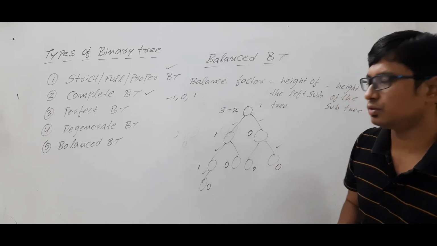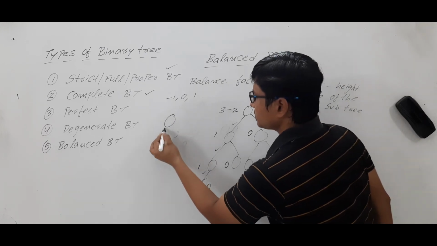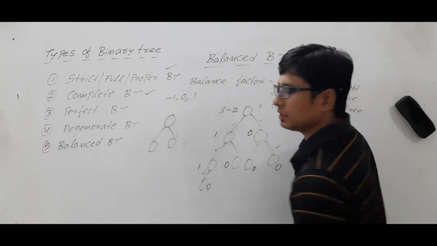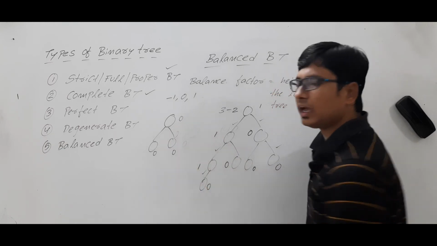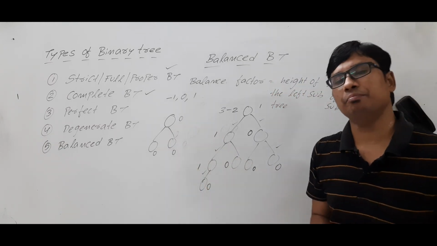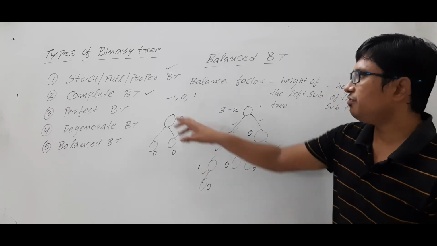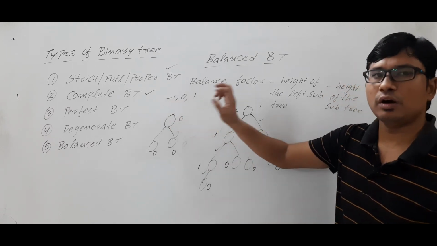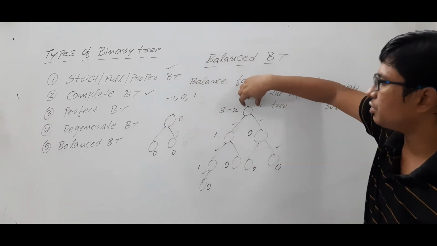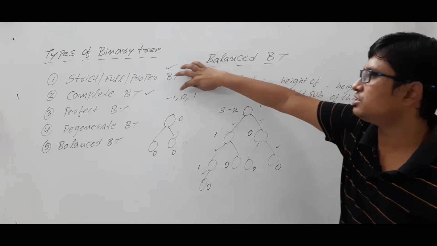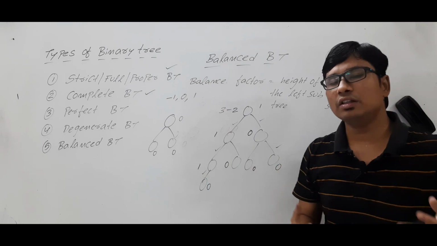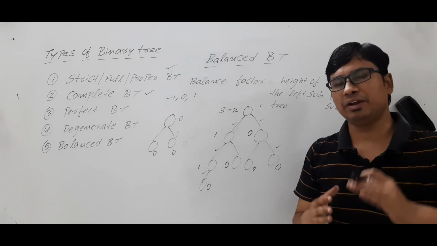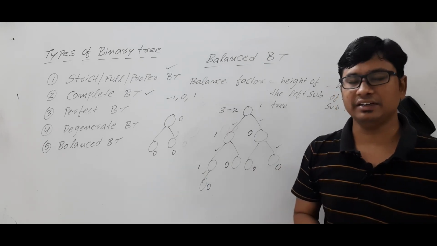Suppose let's take this. If you look here, all the nodes have a balance factor of 0, then I will call it a perfect balanced binary tree. If each node's balance factor is in the range of minus 1, 0, 1, then I can call it an almost perfect balanced binary tree.